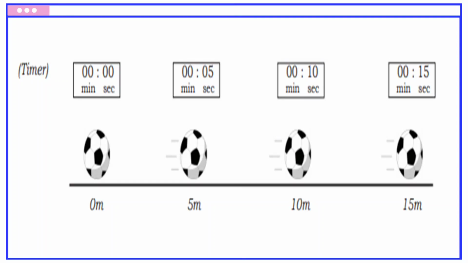Here is an example. Analyze the movement of the ball in this diagram. The positions of the ball rolling are shown at equal intervals of time. So you have 0 meters, but after 5 seconds, nasa 5 meters na siya. Then after 10 seconds, nasa 10 meters na sa position. And lastly, after 15 seconds na naman, nasa 15 meters na siya. You can use this diagram to describe the position of the ball at any given time.